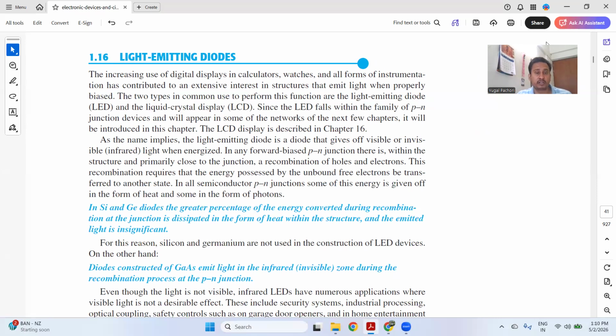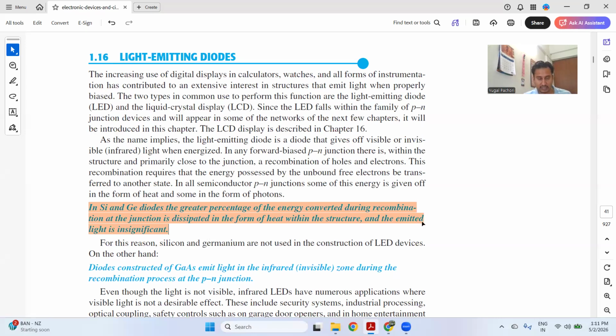LED, first of all, the name is light emitting diode. And another thing, it is made up of different types of material. For example, let me read the statement and highlight it before reading. The statement is: silicon and germanium diodes, the greater percent of the energy converted during recombination at the junction is dissipated in the form of heat within the structure and the emitted light is insignificant. So this is a very important point.